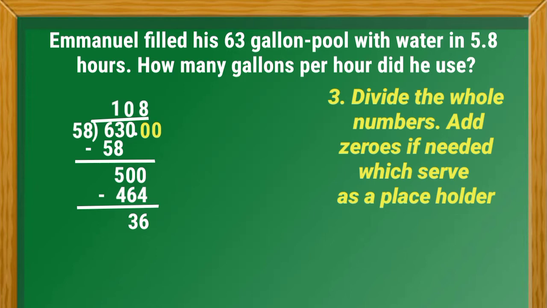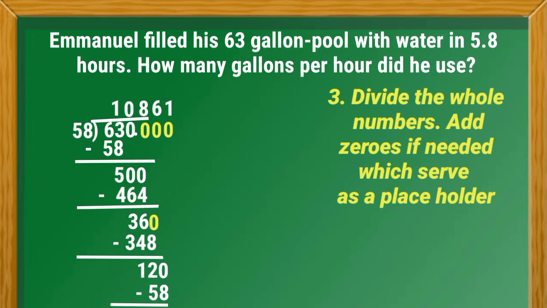We need to add another 0 in our dividend as a placeholder and then bring down. 36 will become 360. 360 divided by 58 is 6. 6 times 58 is 348. 360 minus 348 is 12. We need to add another 0 in our dividend as a placeholder, then bring down. So 12 will become 120. 120 divided by 58 is 1. 1 times 58 is 58. As you can see, we end up with 3 decimal places here.